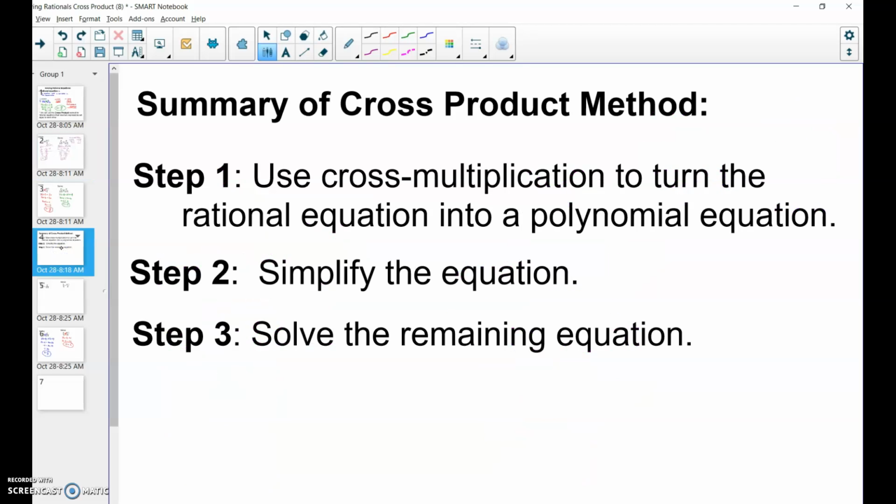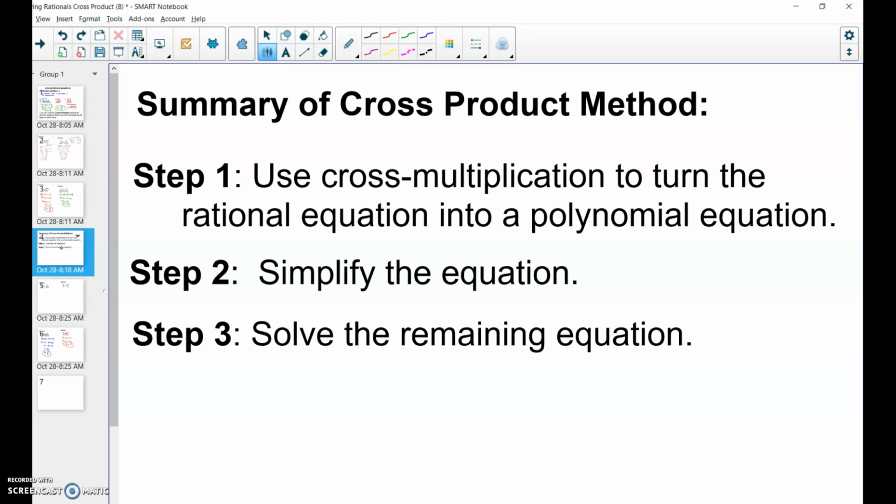Here is a summary of steps for the cross product rule or cross multiplication rule. You turn it into a polynomial equation. Polynomial means that it's all one line. You don't have any fractions. You simplify the equation, and then you solve it. Simplify is when we were distributing the value so that we're getting rid of any type of parenthesis or extra steps. And then solving is when you're actually getting a value for x.